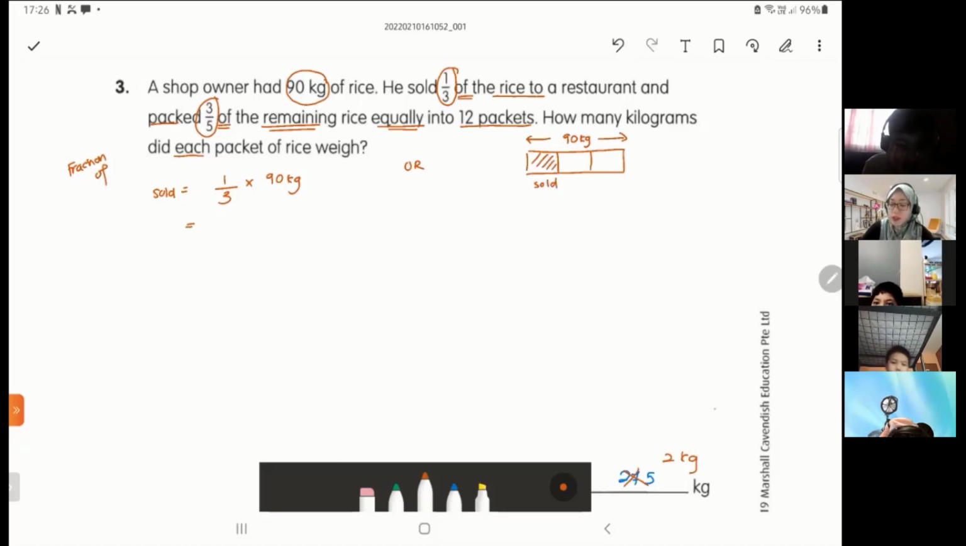So there are these two methods. One is the fraction of method. One is via the model or the units method. Okay, so let's do the fraction of method first. Later on, we do the model method.